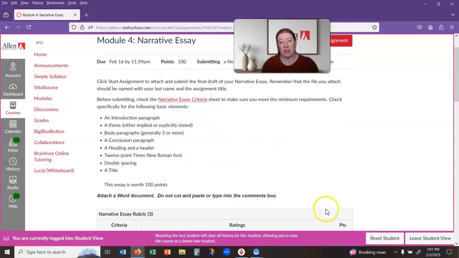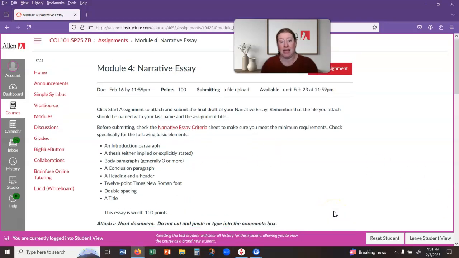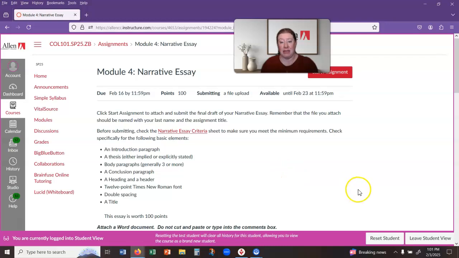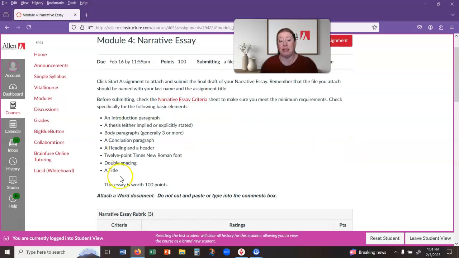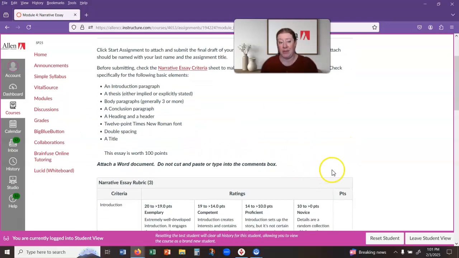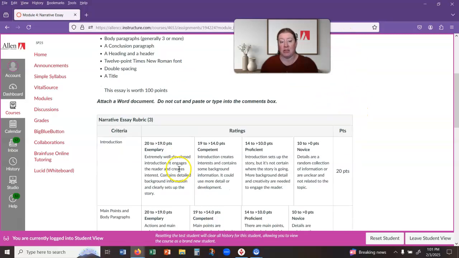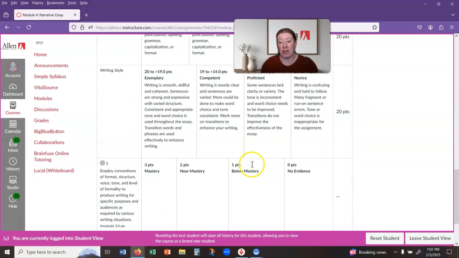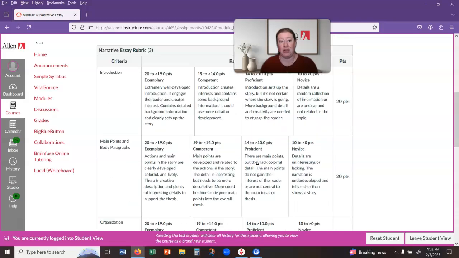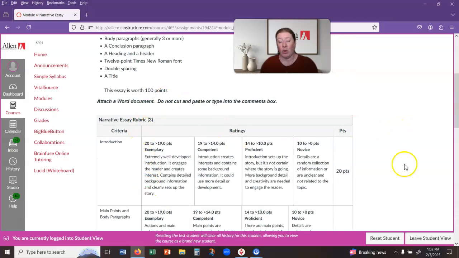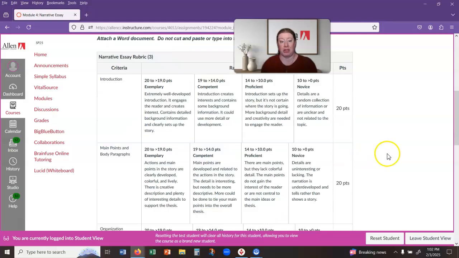So then this is the submission spot for the narrative essay. When you turn an essay in this class, the actual submission spot is not the criteria for the essay. So I've got a link to the criteria so that you can make sure you meet those minimum requirements, but this just tells you the format that's required and then how many points it's worth. So just kind of keep that in mind. And then underneath is a link to the rubric.